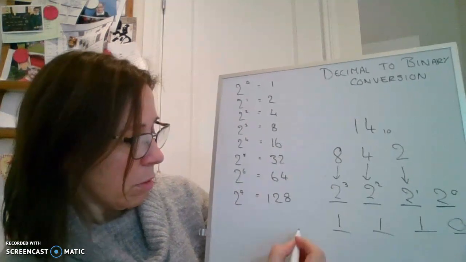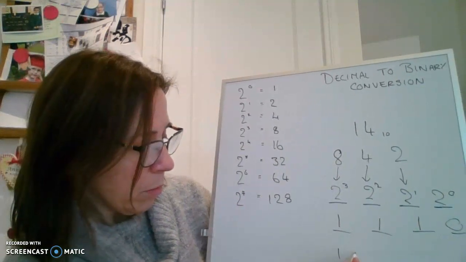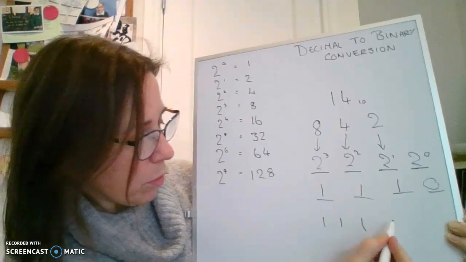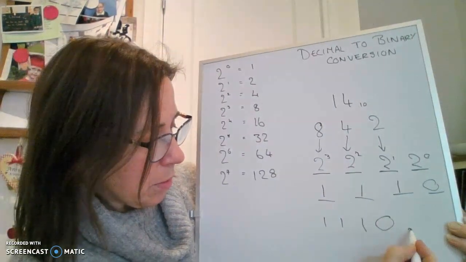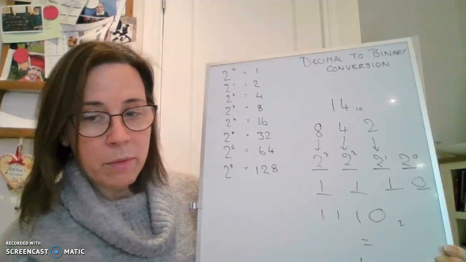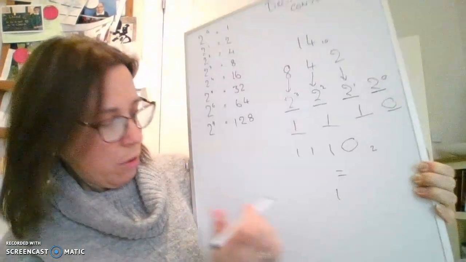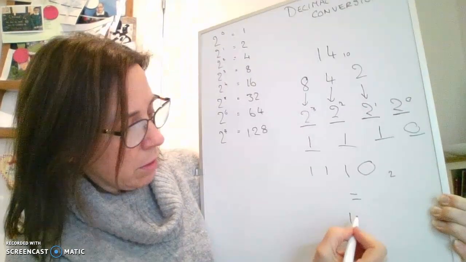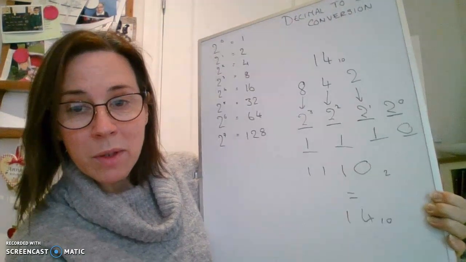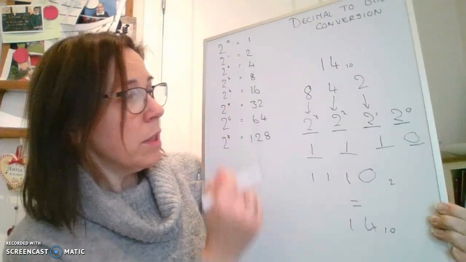So 1110 to the base 2 is equal to 14 to the base 10. Okay, so that's how you do a simple decimal number.